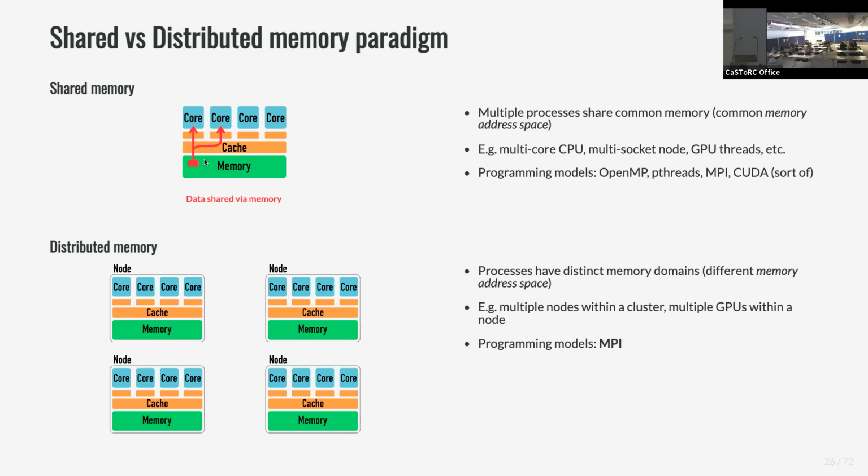In the distributed memory model, if you have cores that want to communicate, you have to explicitly copy this data from one memory to the other via the network. And this is what MPI helps us do. It has functions that help us copy data around from memory to memory.